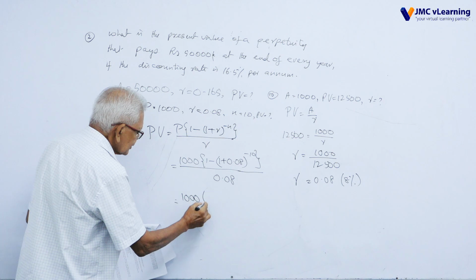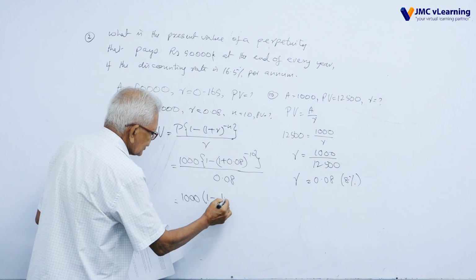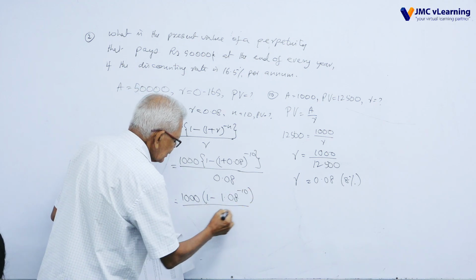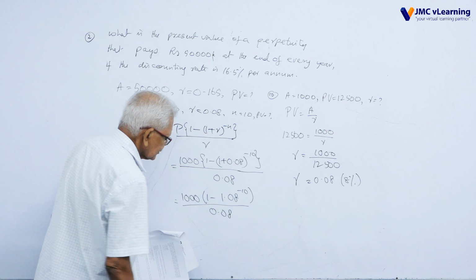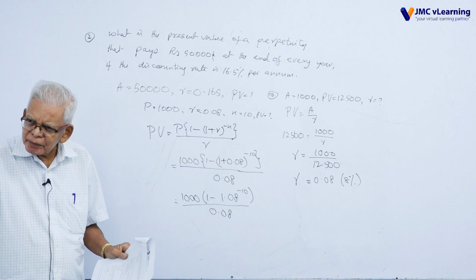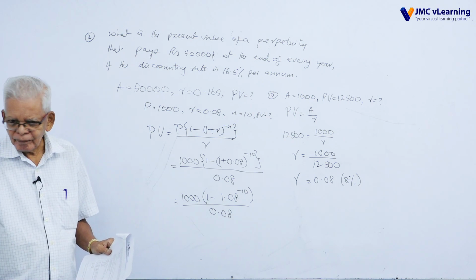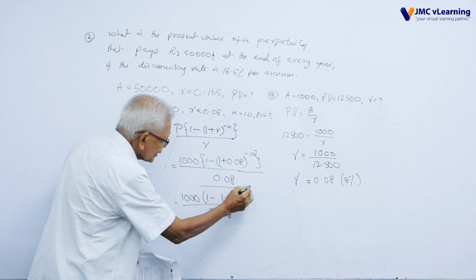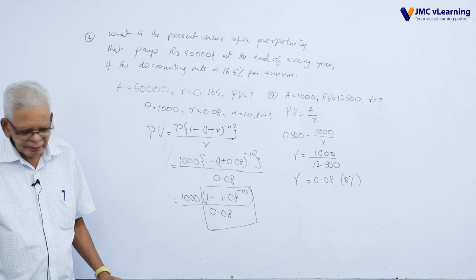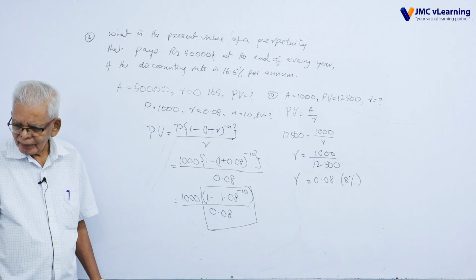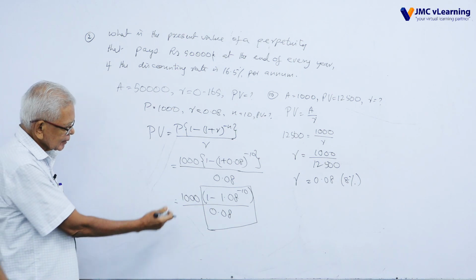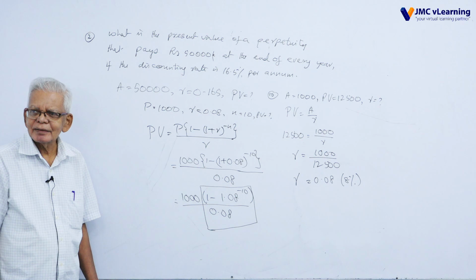1000 bracket 1 minus 1.08 to the power minus 10 over 0.08, which is 6.710. We'll use the cumulative discount factor. What is my discount factor? 8%, 10 years. 6.710, make it 6,700.